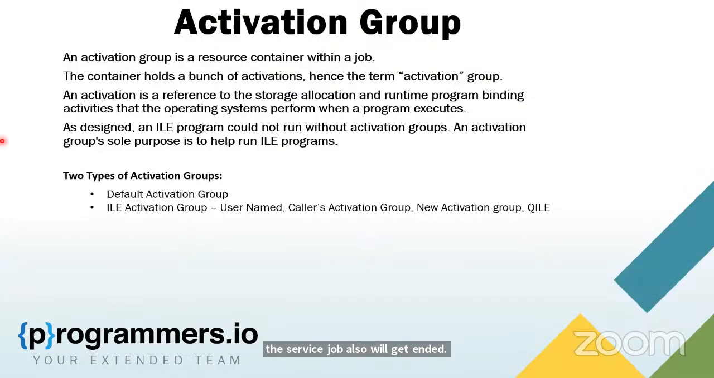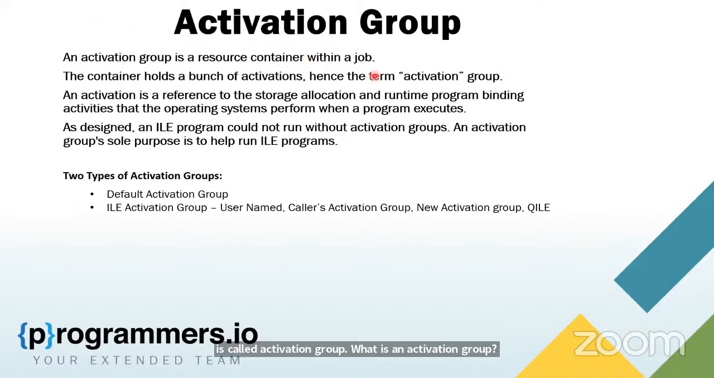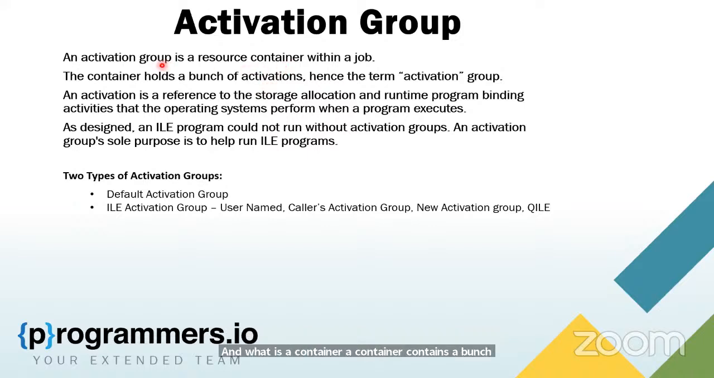So finally, one last thing I'll just touch upon is called activation group. What is an activation group? An activation group is a resource container, and it's within a job. It's not outside a job, it's within a job. Once the job is ended, the activation group is also closed and cleared. And what is a container? A container contains a bunch of activations. That is why we say it's an activation group.